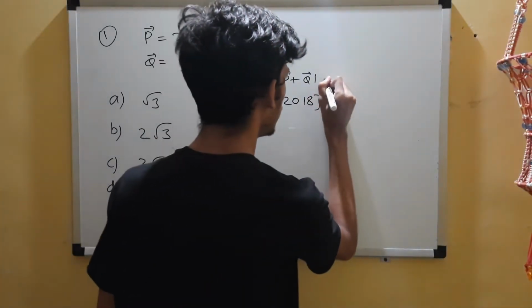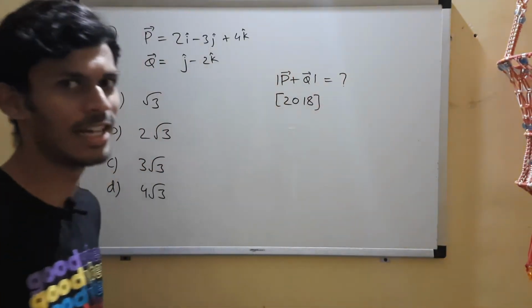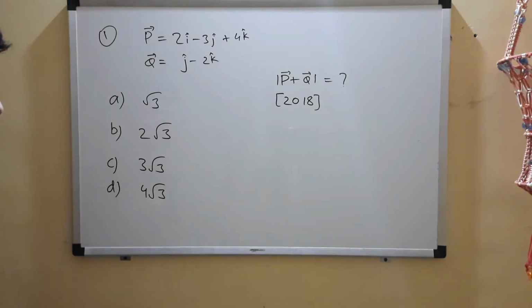This question has given you a p vector and a q vector, and it has asked you for the magnitude of their resultant addition vector. Such a straightforward question, right? You can pause and try.